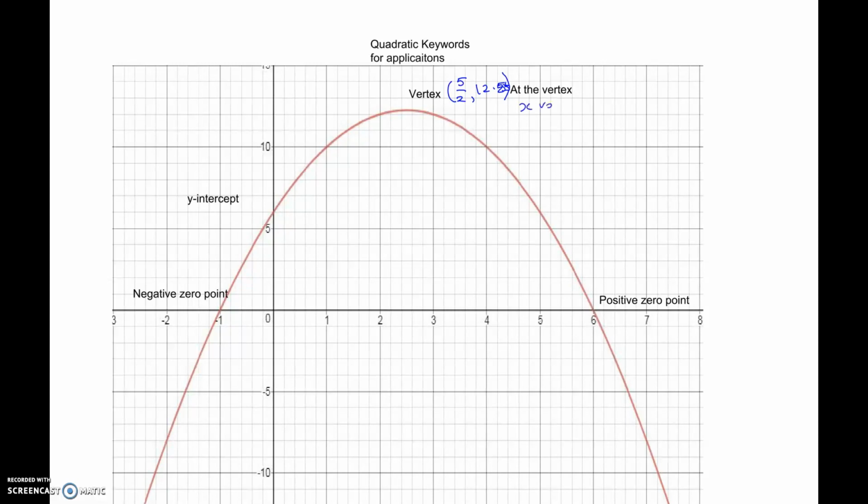Now, what we've got to look at, though, is at the vertex, what does the x value mean? Well, the x value means, or it answers the question, when is the object at the maximum height? Now, the y value at that point will tell us how high does the object go.